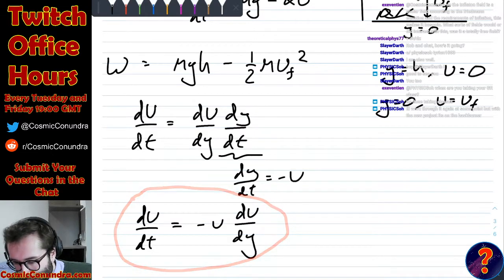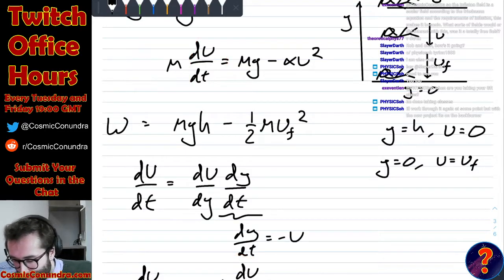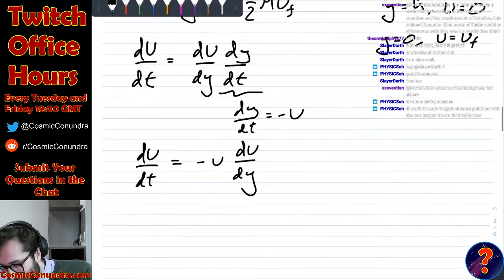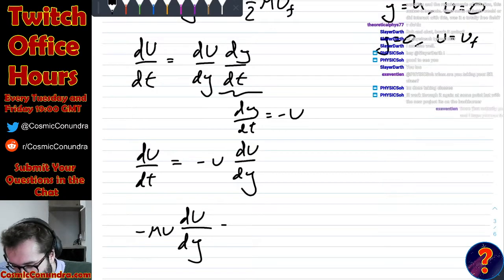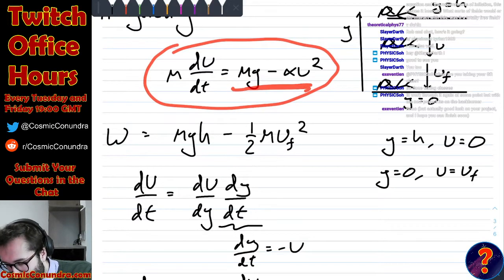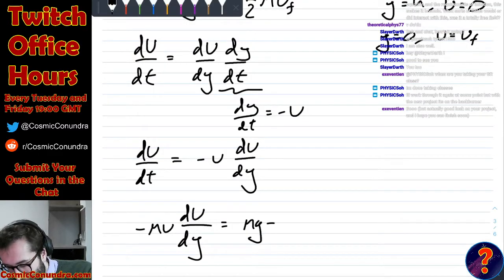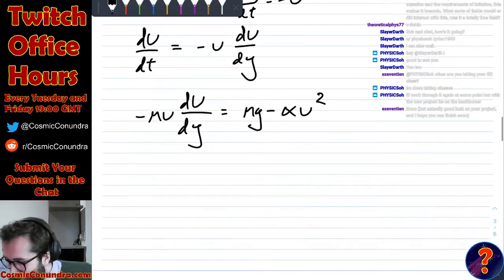And now we want to put this back into here. We want to rewrite this equation in terms of y instead of in terms of t. So putting it into our original equation, we have minus mv dv by dy, and that's still all equal to the same right-hand side here. That's mg minus alpha v squared. And this is a separable differential equation.